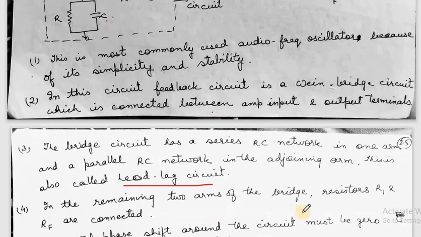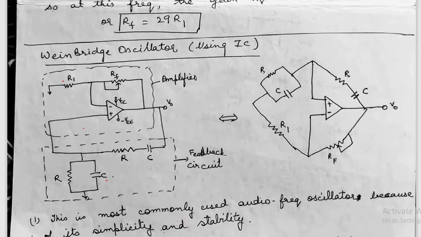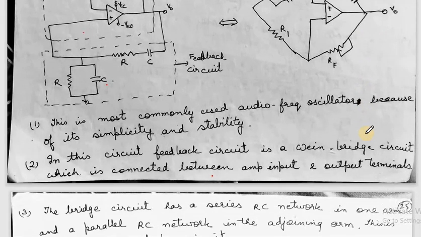In the remaining two arms of the bridge, resistors R1 and RF are connected. These R1 and RF are the resistors that decide the gain of the amplifier that we have made. So R1 and RF are two parts of the bridge, connected in the remaining two arms as shown here. This complete diagram will be used in the analysis.